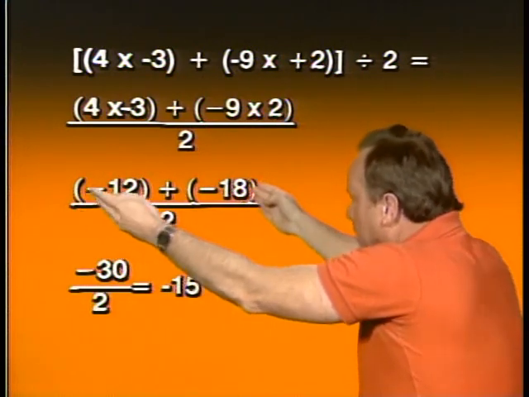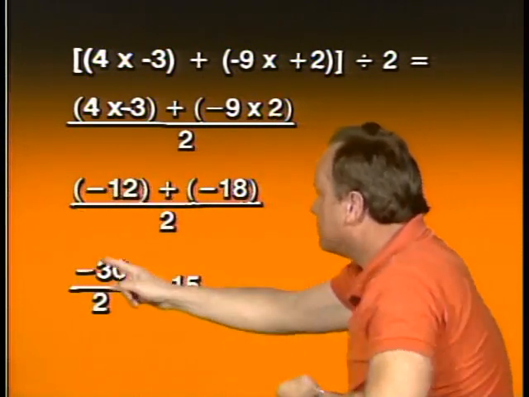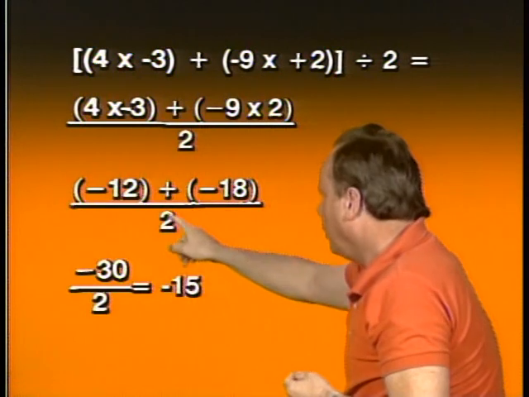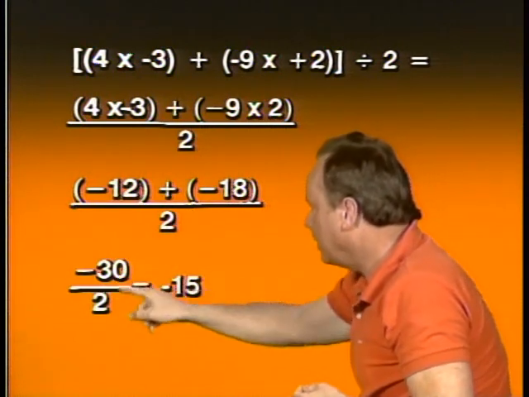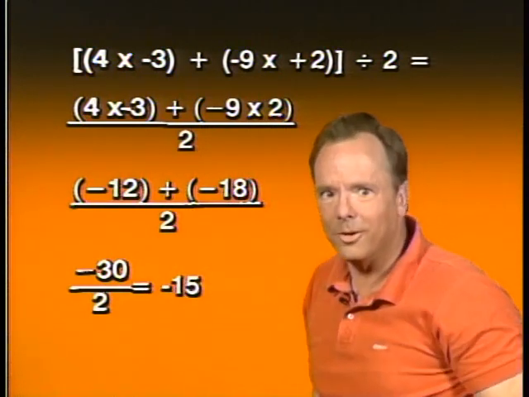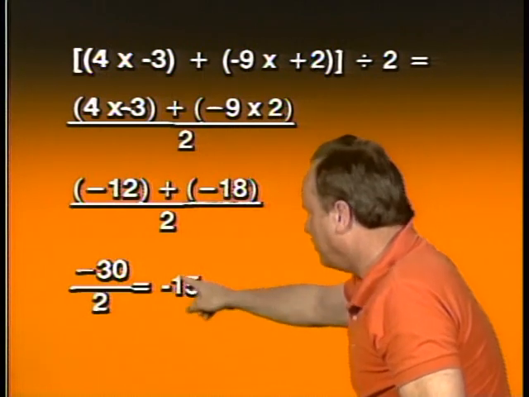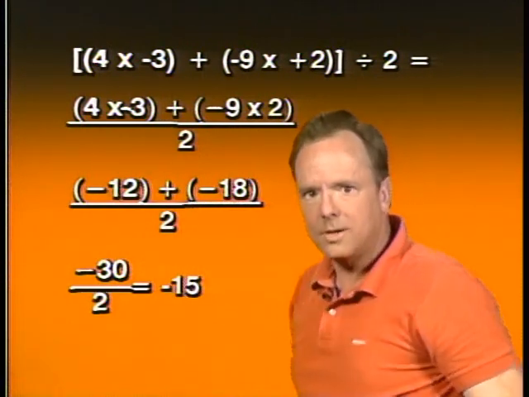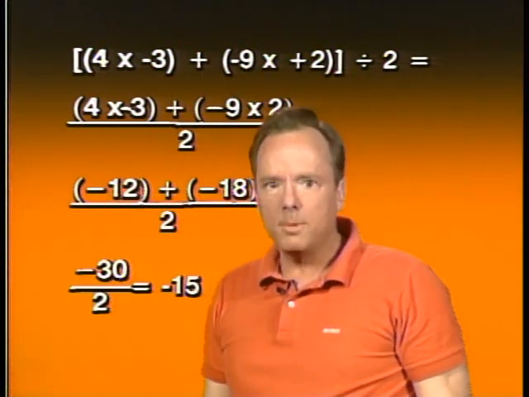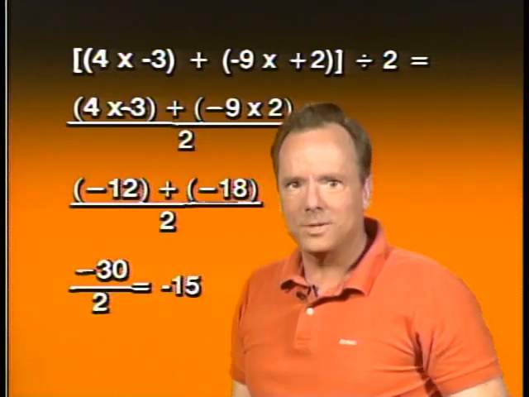Well, it's minus 12 and minus 18. That becomes minus 30, and it's all divided by 2. So minus 30 divided by 2, and you can do this one in your head, comes out to minus 15. So once again, you can see the trick to all of these equations is going to be get rid of the brackets first. That's all there is to it.